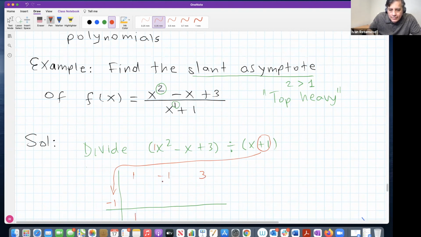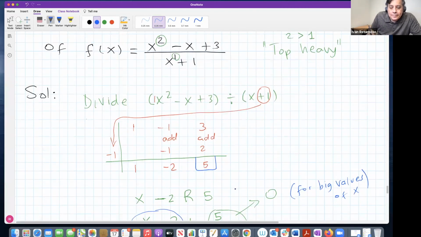Bring it down 1, 1 times -1, -1, add -1 plus -1, -2, -2 times -1, 2, add. Finally, you get 5 here, right? 5. Separate the last number, that's the remainder, right? The remainder. And you can see that if you recover the quotient, this is the constant part of the quotient. This is the coefficient of x. So x minus 2 with remainder 5 should be the solution for this, right?